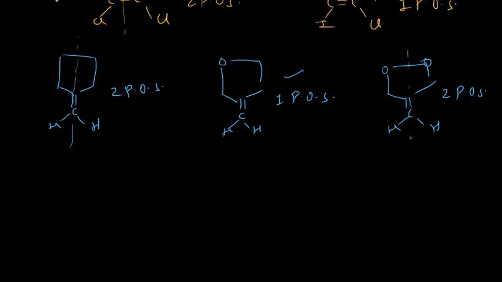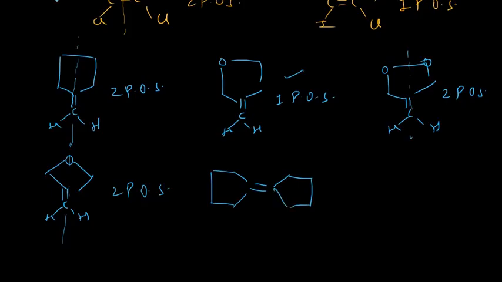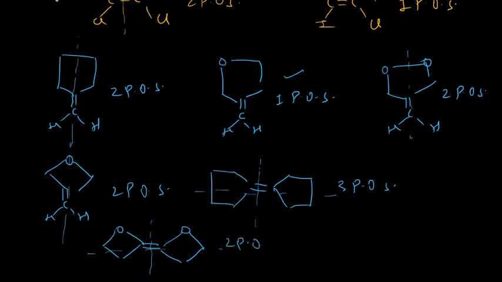Now if we look at this compound, it also has two planes of symmetry, one molecular plane and one plane passing through this point. And if we look at this compound, it also has three planes of symmetry. If we look at this compound, it has two planes of symmetry, one this and one this. And this compound has a single plane of symmetry, which is the molecular plane, 1 POS. Okay, that was the general compounds.